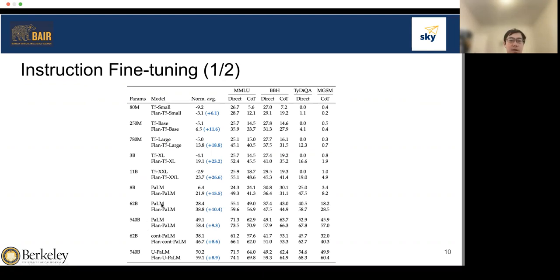So this shows that this massive instruction following, or this post-training to align the model with human instructions, matters. It's not good enough with only the pre-trained model. You have to do some post-pre-training processing, another level of fine-tuning, to get a satisfactory level of performance.